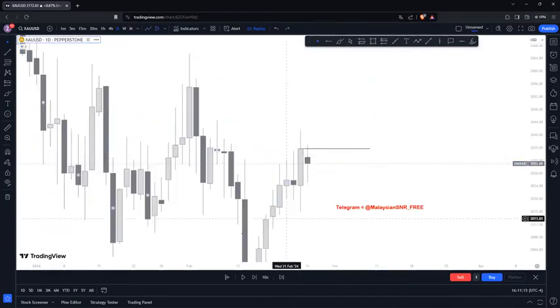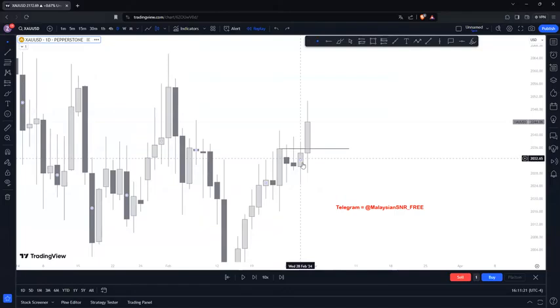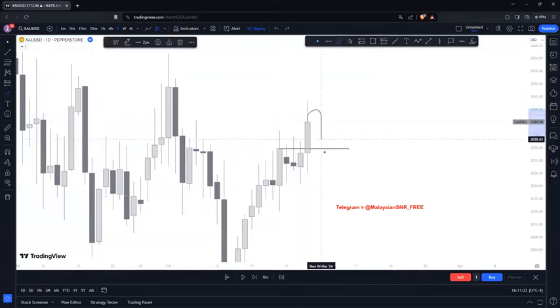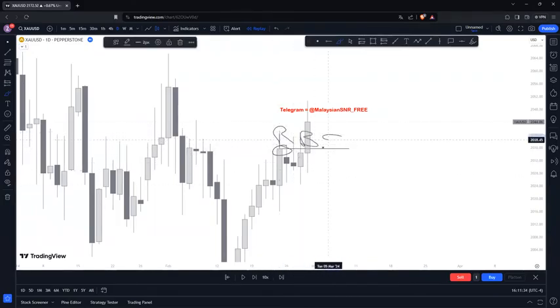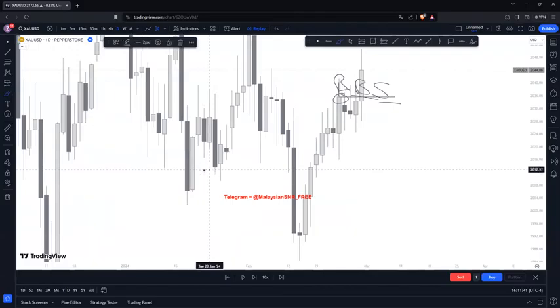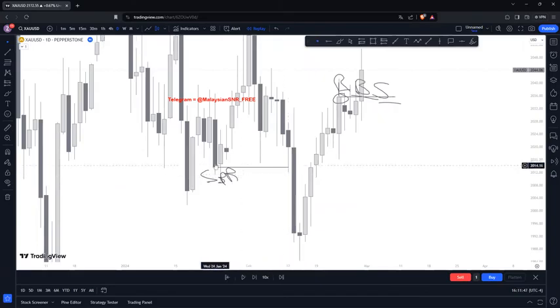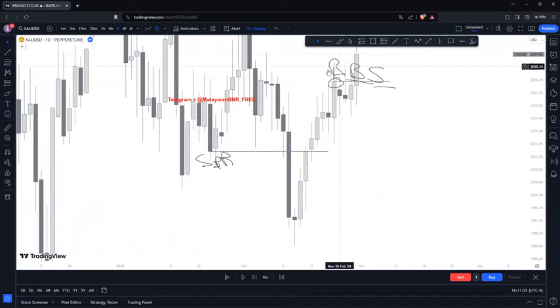So once this A level gets broken, because this is acting as a resistance for now, once it breaks, it will act as a support, okay? So this resistance becomes a support in the future. So RBS, resistance becoming support, and vice versa for the SBR. So you can have an SBR right here. This is a V level that was acting as a support, and then once it got broken, it would act as a resistance.